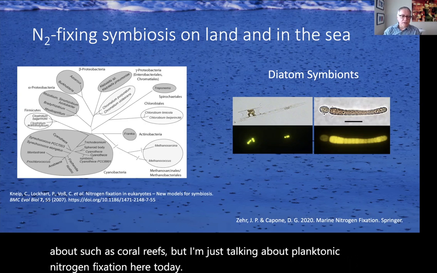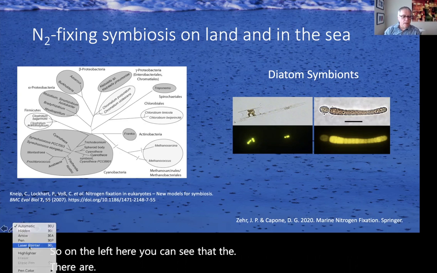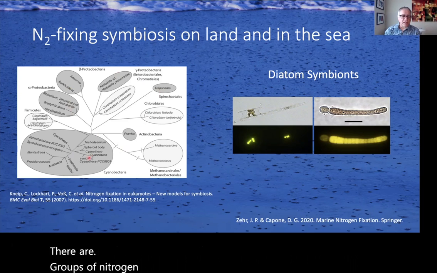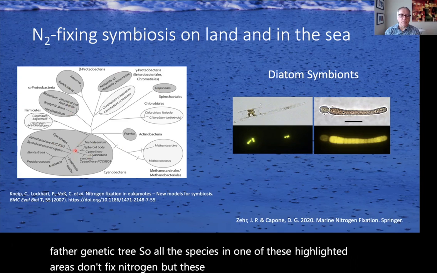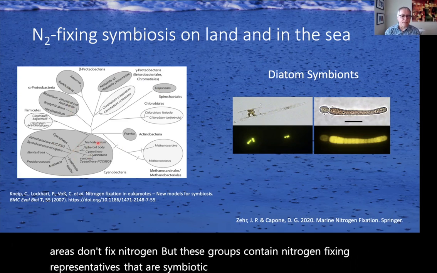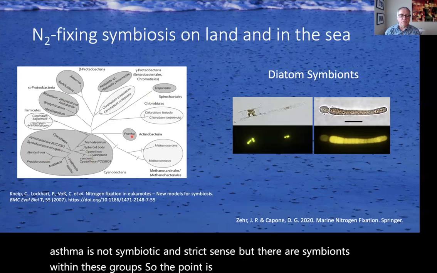So on the left here, you can see that there are groups of nitrogen fixing organisms scattered throughout the phylogenetic tree. So all the species in one of these highlighted areas don't fix nitrogen, but these groups contain nitrogen fixing representatives that are symbiotic with organisms. So Trichodesmium is not symbiotic in the strict sense, but there are symbionts within these groups. So the point is that there are groups scattered throughout phylogeny and terrestrial environment.